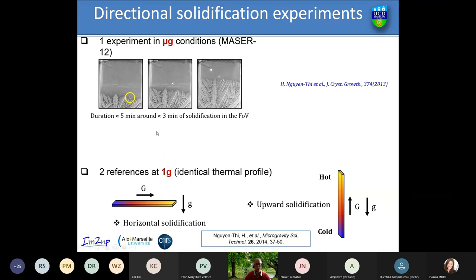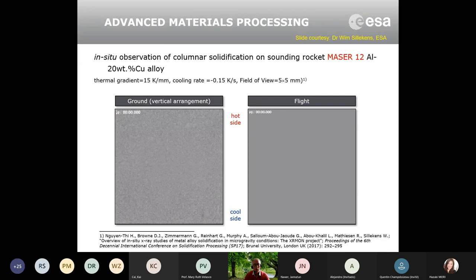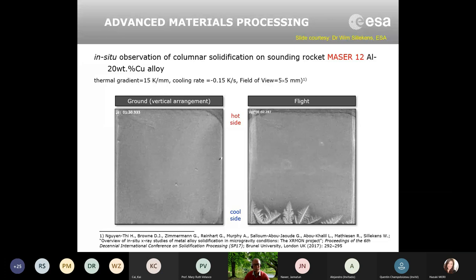So in addition to the microgravity experiments, some video stills of which are shown here for columnar solidification, reference tests were done on Earth, both with the sample horizontal and vertical, as for example, I showed you a little bit earlier from some work we did with NTNU. So shown here side by side are the in situ observations of columnar solidification of an aluminium 20% copper alloy, on Earth on the left in a vertical arrangement, and on the flight on the right.